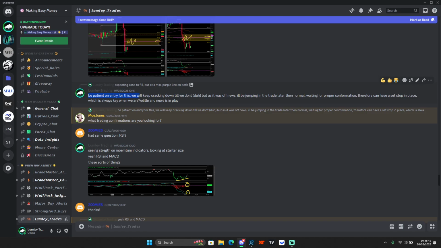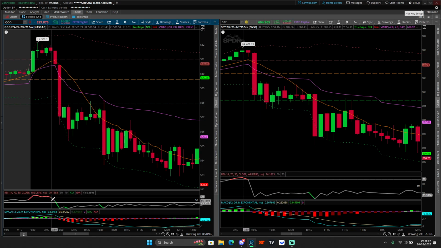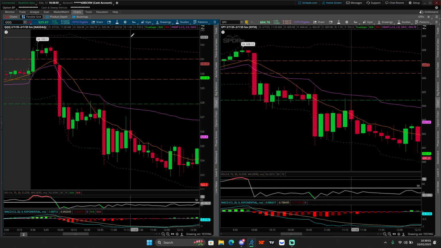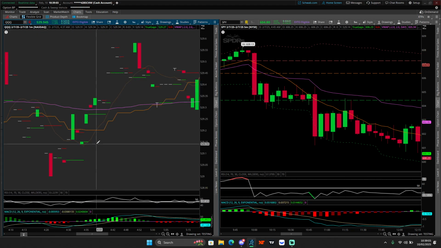So again, being patient for entry on this, we'll keep cracking down, but as this was off news, we'll be jumping in the trade later than normal, waiting for proper confirmation. Therefore, we can have a stop in place. So again, what do we tend to use as more confirmations as well? In a case like this, you're normally going to want to move over to a 1 minute, so we can change this over to a 1 minute.